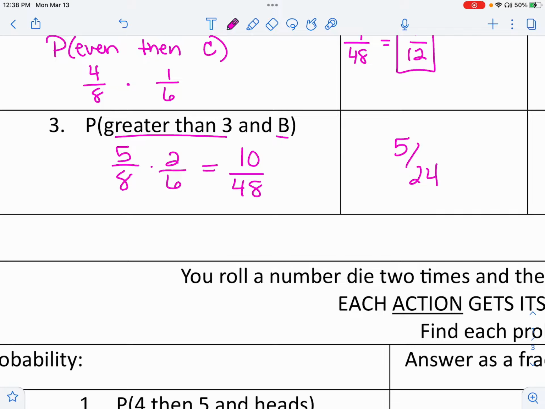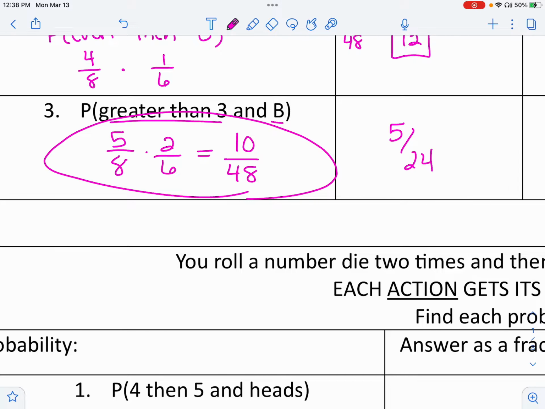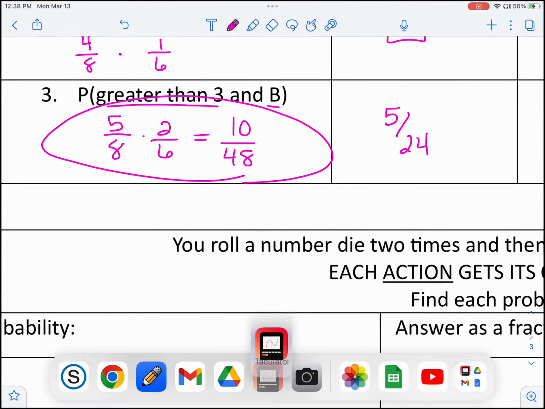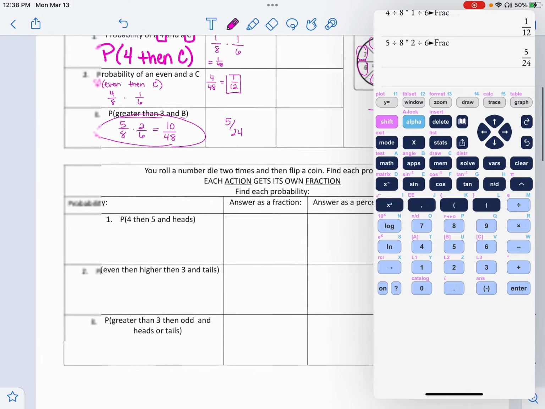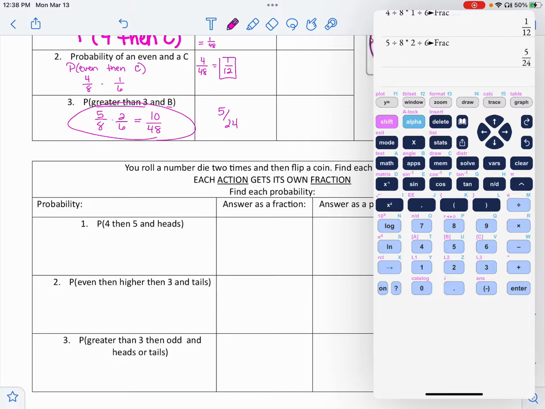Again, however, I think it would be good if you, now there's your work, okay? So you have to show your work either in that column or the other column. And just to show you, 5 over 8 times 2 over 6, you get 5 over 24. And again, I'll go back and make these percentages in a little bit.